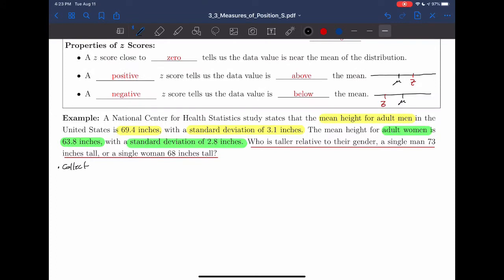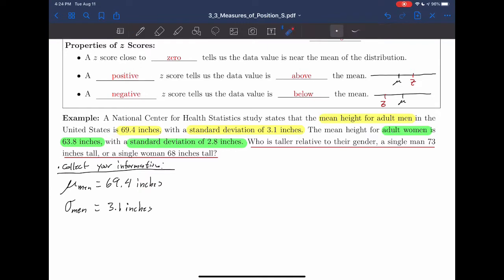The first thing we have to do is collect our information. We know that the mean height for men in the United States is 69.4 inches, because that's what we got from the question, and the standard deviation for men's height is 3.1 inches. We also know that the mean height for women is 63.8 inches with a standard deviation of 2.8 inches. Again, that's the information that we collected from the question.